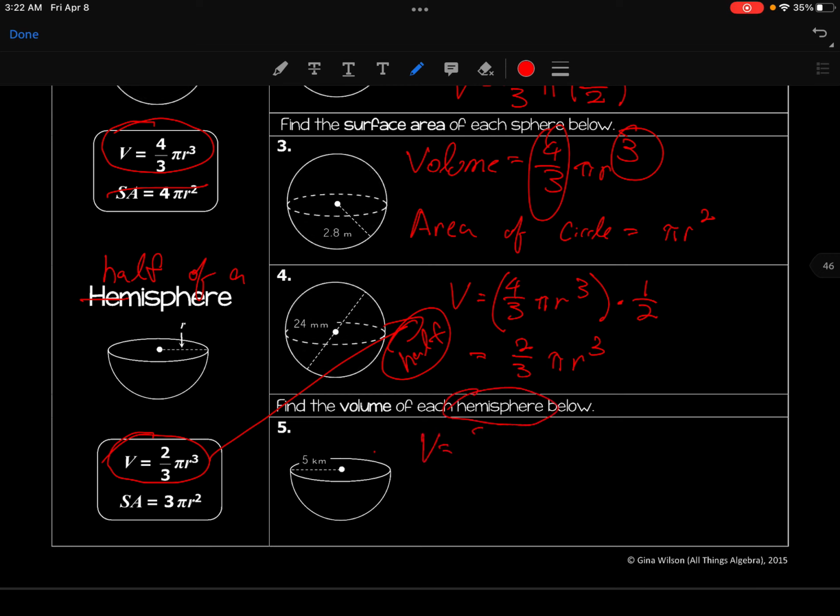So let's find the volume of this hemisphere. Volume is equal to 2/3 pi r cubed. For this volume equation, we only need to know the radius of the hemisphere. Fortunately, they have given it to us. The radius is 5. Just plug that into the equation. You find that the volume of this hemisphere is 2/3 pi times 5 to the 3rd power. Put that in the calculator. Boom, you're good to go.